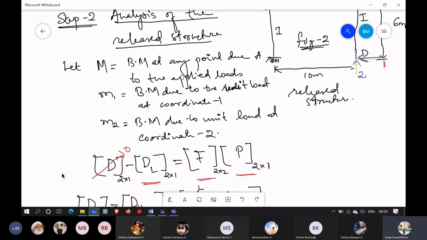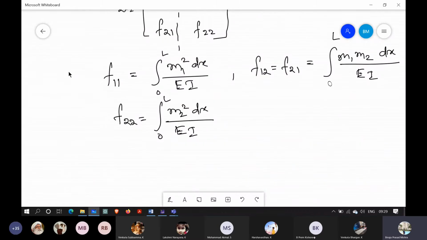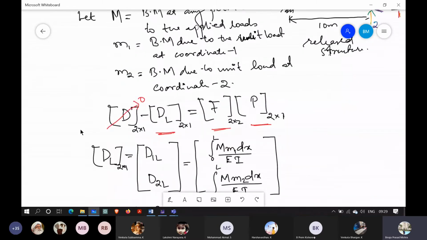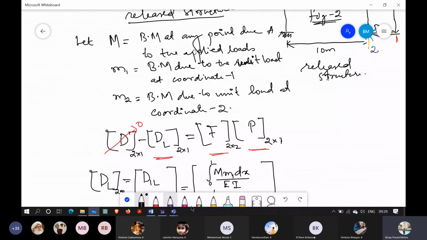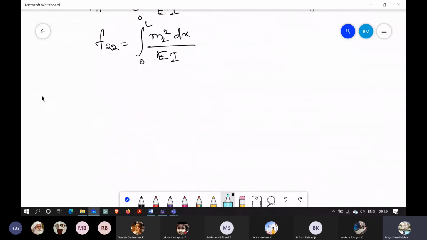In order to determine capital M, m1 and m2, we need to make a table. So let us make that table. The first column is section.